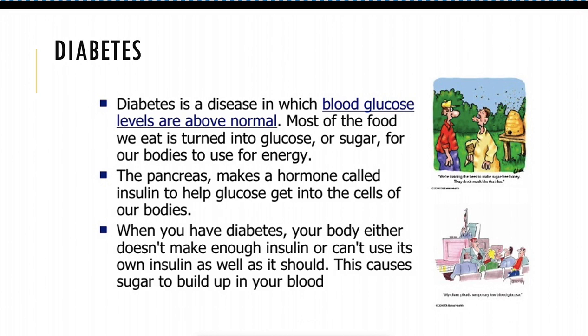But in diabetic people, the pancreas makes a hormone called insulin to help glucose get into the cells of the body, but the body may not work or may not answer it. So when you have diabetes, your body either doesn't make enough insulin or can't use its own insulin as well as it should. And this causes sugar to build up in your blood. And remember that diabetes is a very dangerous, let's say, very serious disease.